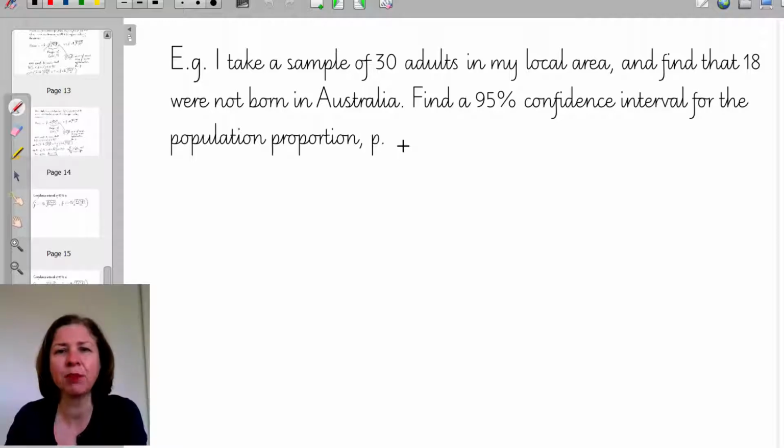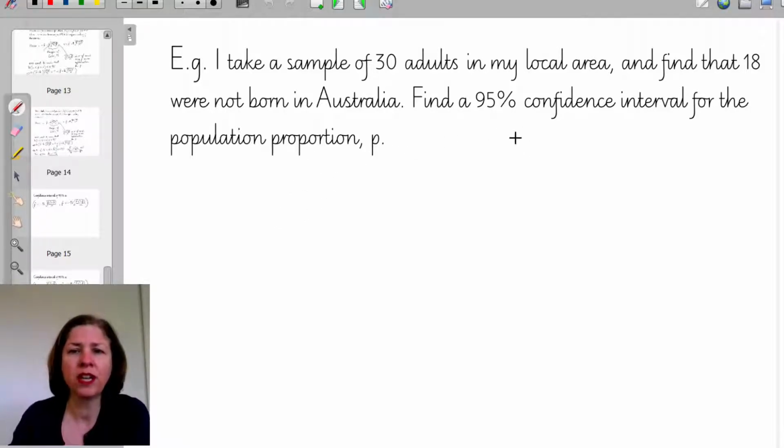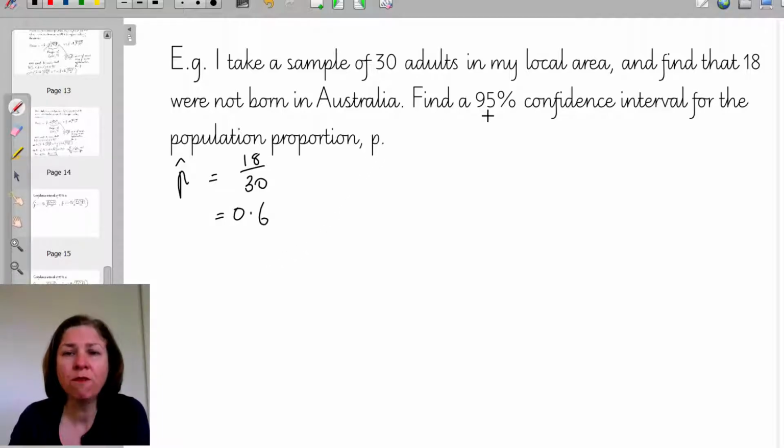So if I take a sample of 30 adults in my local area and I find that 18 were not born in Australia, I need to find a 95% confidence interval for the population proportion P. So the first thing I'm going to work out is what was P hat from my sample. And P hat, I have 18 out of a sample of 30, which gives me 0.6. I'm looking for a 95% confidence interval, which means I'm going to use a K value of 1.96.